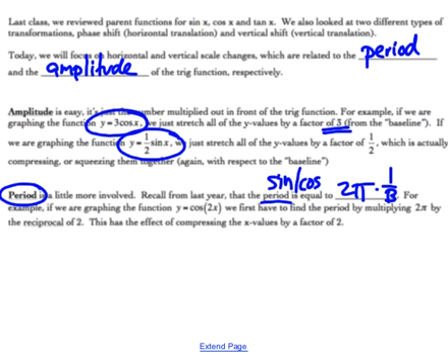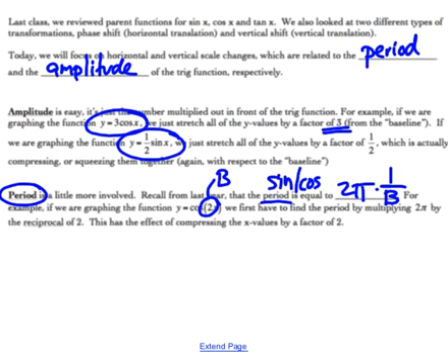So b, I didn't draw that very well, it looks like an 8. Try it again. There, that might be a little bit better. So b is whatever this number happens to be. Whatever that number is that's multiplied out in front of the x, that's our b value.